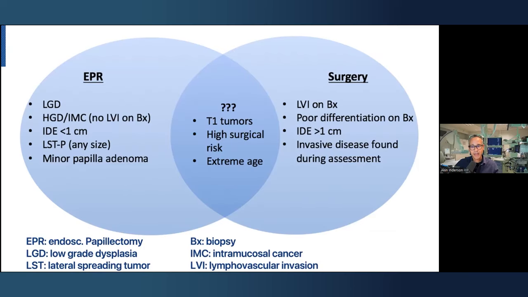Now, concerning ampullectomy, papillectomy, we have the endoscopic option, endoscopic papillectomy, which is optimal for low-grade dysplasia lesions, sometimes also high-grade dysplasia or intramucosal cancer, but not when there's lymphovascular invasion, that is LVI, on the biopsies, and with minimal ductal extension, preferably less than 1, maximal 2 centimeters. Lateral spreading lesions may also be resected endoscopically. Surgical lesions are those with lymphovascular invasion on the biopsies, poor differentiation, more than 1 centimeter of intraductal extension, and of course, when you find invasive disease signs during endoscopic or ultrasound assessment.